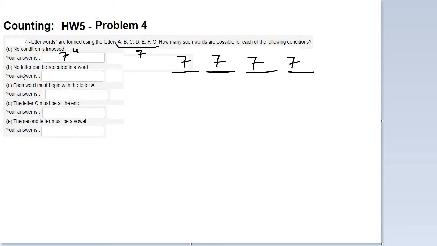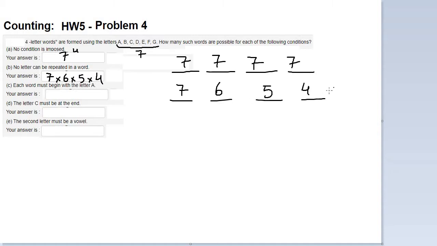Part B is asking no letter can be repeated. Since no letter is repeated, for the first coordinate we have 7 options. For the second coordinate we have 6 options because we cannot repeat. Likewise 5 and 4. So this is going to be the answer.